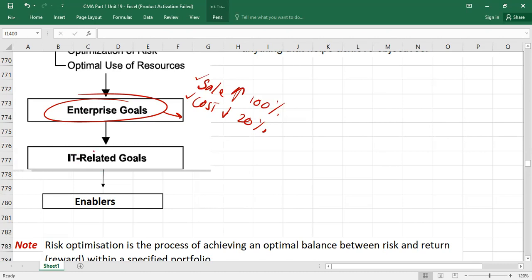You have to set IT related goals. What are IT related goals? IT related goals mean how IT can help you in achieving these things. For example, if you develop websites, or do e-commerce, or sell the goods throughout the world, that can increase your sales, because through e-commerce you can enter into the different markets of different countries, right or wrong?